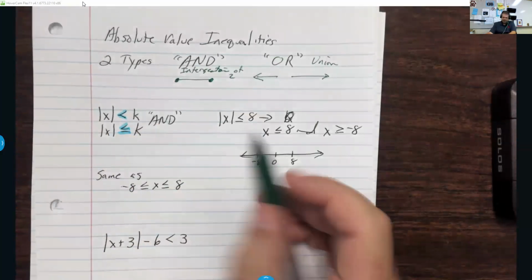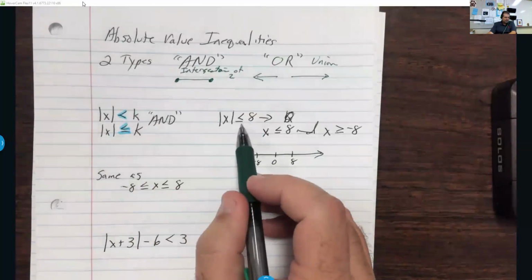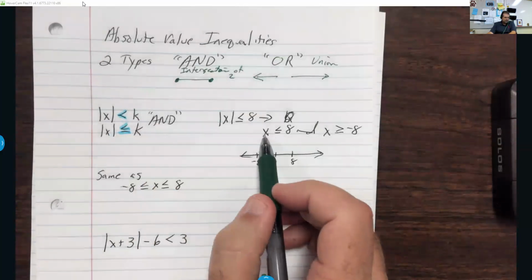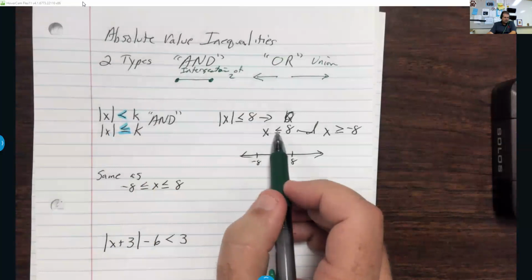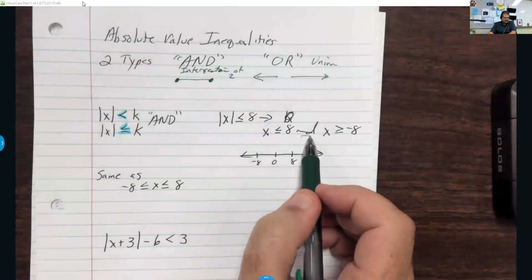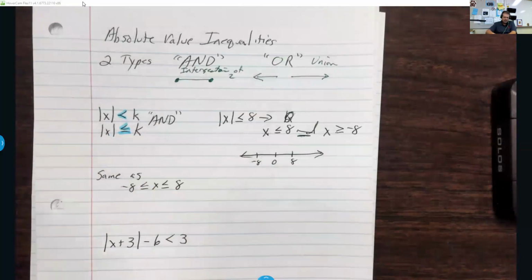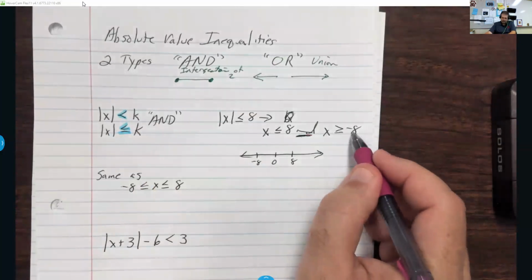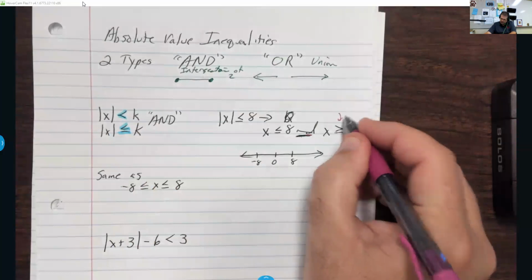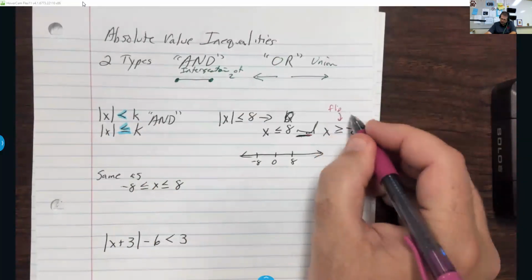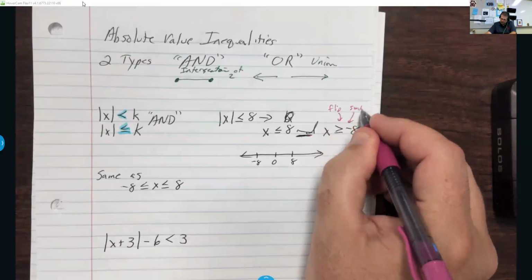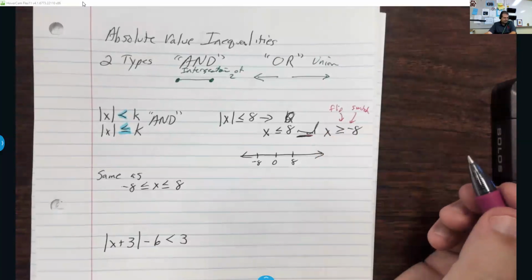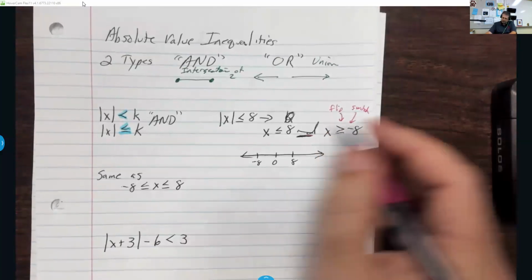To show you how that works, if I have the absolute value of x less than or equal to 8, it breaks apart to x is less than or equal to 8 and x is greater than or equal to -8. Notice this was flipped and this was switched to a negative. All right, now how does this work?